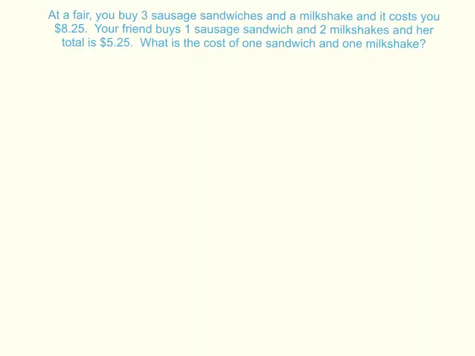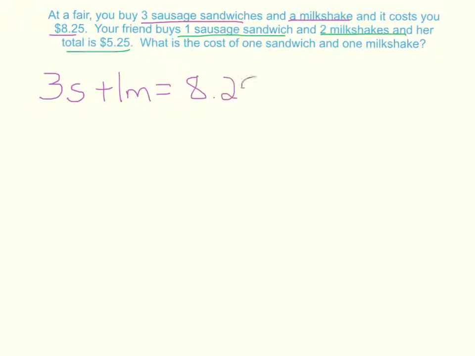Alright, so next question says, at a fair you buy 3 sausage sandwiches and 1 milkshake and it costs $8.25. And then your friend buys 1 sausage sandwich and 2 milkshakes and her total is $5.25. So to write the 2 equations, same idea, buying 3 sandwiches and 1 milkshake is a total of $8.25, and then 1 sandwich plus 2 milkshakes is $5.25.